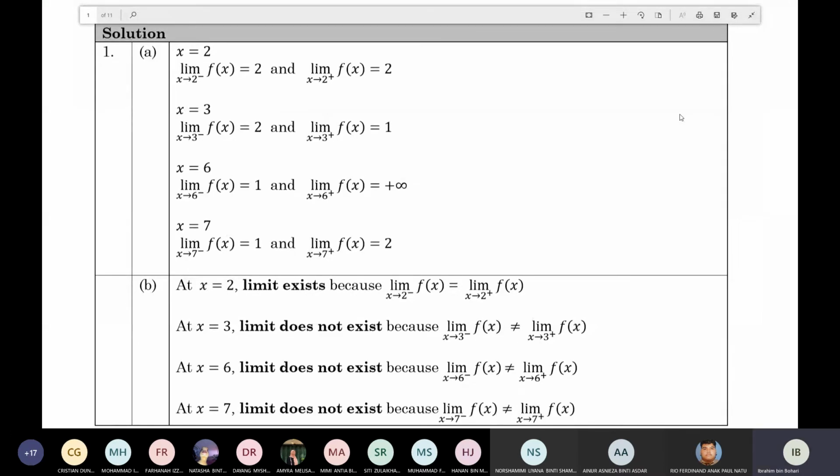Question A, left hand, right hand limit. Ini saya ingat tak perlu tunjuk. Question B, give the reason for each answer. Question A, question B, question C. And marks here, you check. This one you punya marks, limit exists, 1 marks. And correct reason here, 1 marks. Maka dia tak banyak, maka dia 2 saja. Okay, check answer.